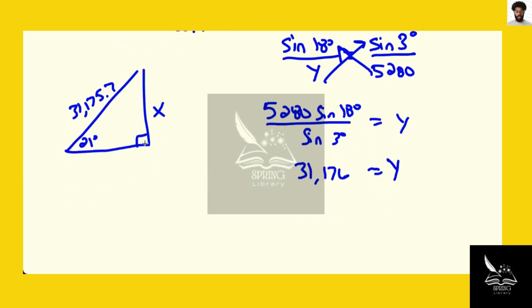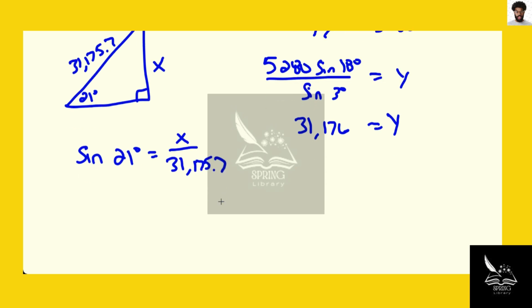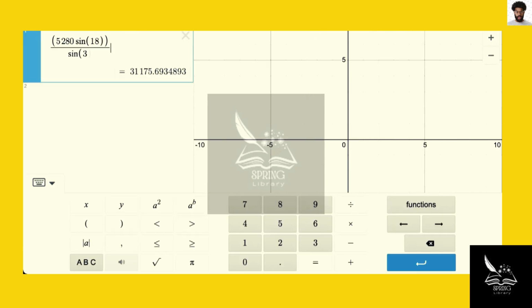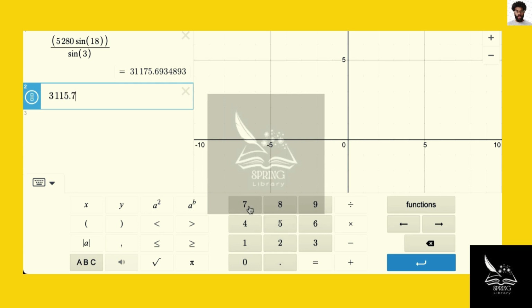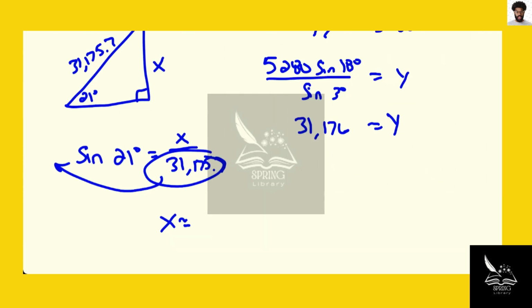So now we can use right triangle trig from this angle, opposite over hypotenuse. We can just do the sine of 21 degrees is equal to the opposite over the hypotenuse. Cross multiply, and x would be approximately 31,175.7 times the sine of 21 degrees.